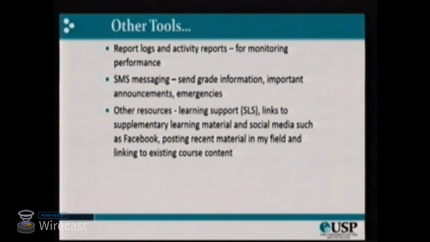And a few other tools, report logs and activity reports, etc. I really utilise very important tools, obviously SMS messaging, and a number of other resources. Links to student support, which is obviously very important and I find extremely useful in all of my courses.